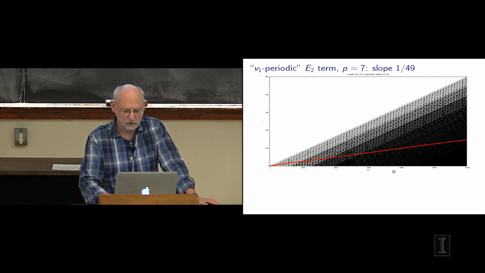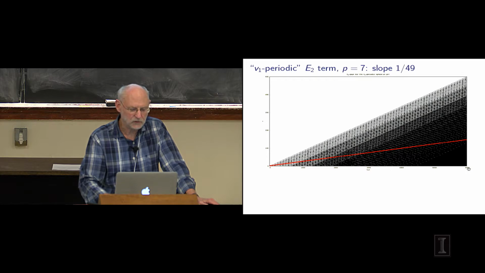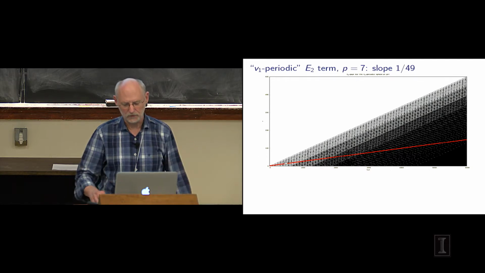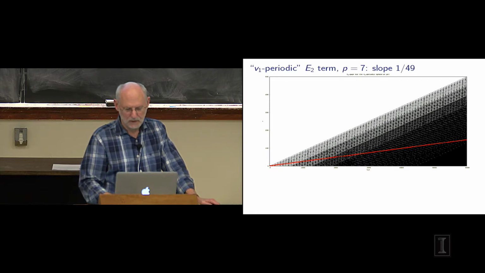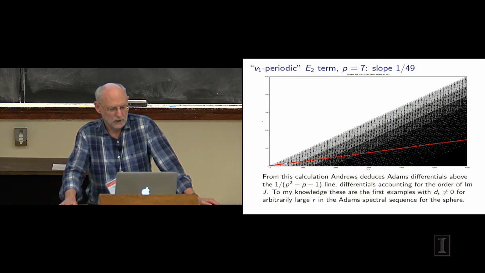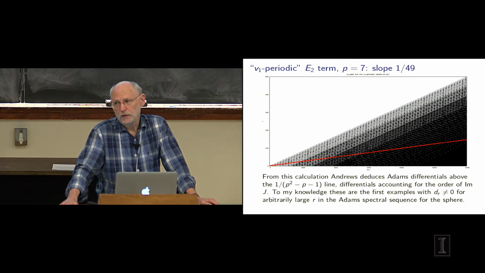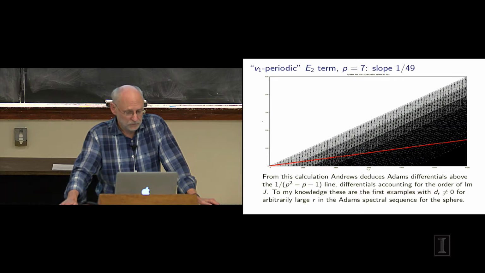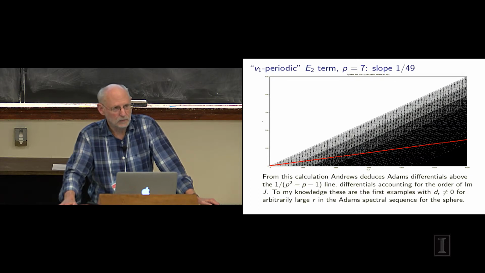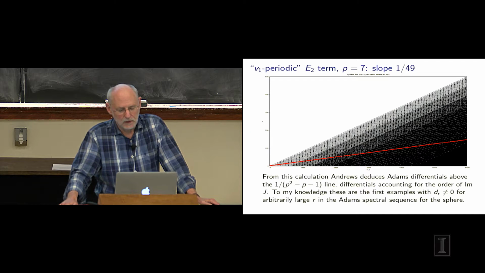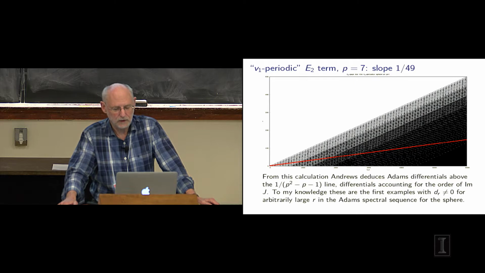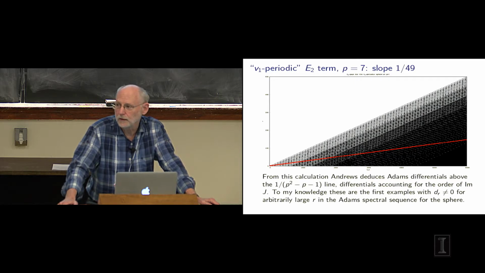It's more impressive than this looks because the horizontal scale goes out to 6,000 here, and the vertical scale goes up to 500. So there's compression here. So he calculates the differentials in this part of the Adams spectral sequence as well, and sees that there are arbitrarily long Adams differentials up there. I could be wrong, but as far as I know, this is the first verification that there are differentials of arbitrarily long length in the Adams spectral sequence for a sphere.